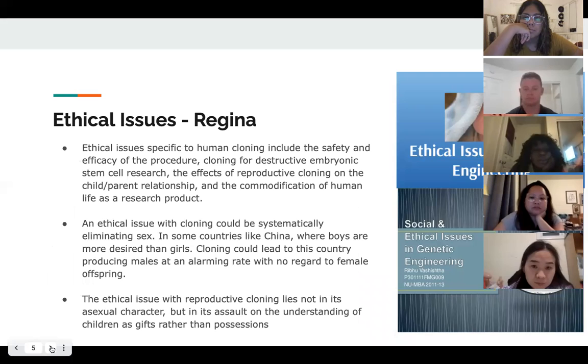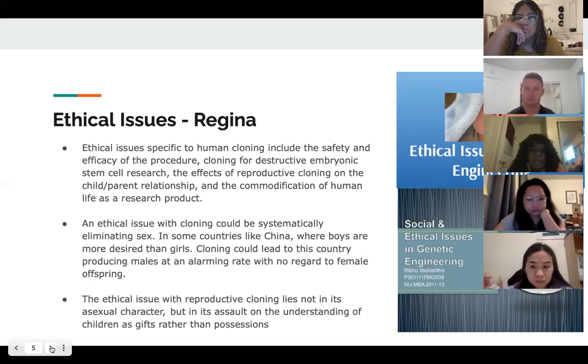So, ethical issues associated with cloning. Some ethical issues specific to human cloning include the safety and the efficacy of the procedure, cloning for destructive embryonic stem cell research, the effect of reproductive cloning on the child-parent relationship, and the commodification of human life as a research product.